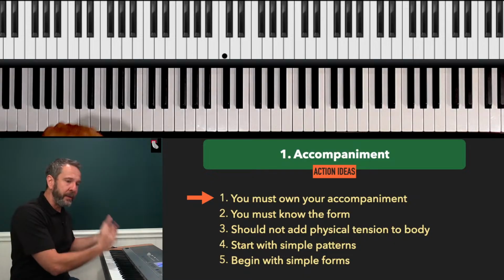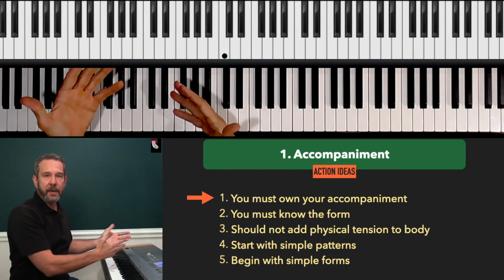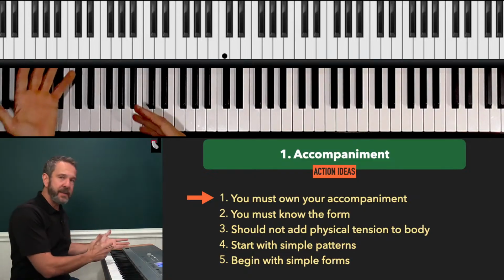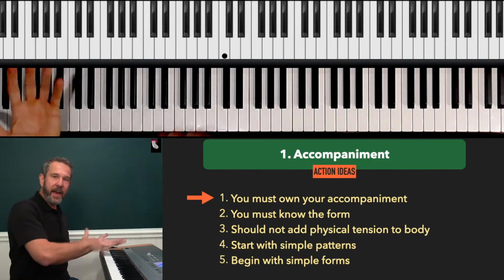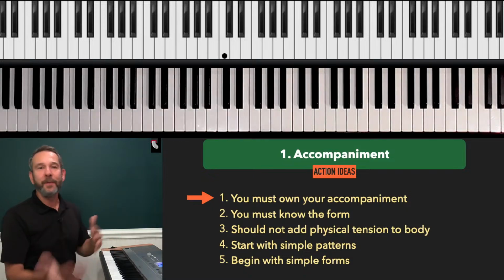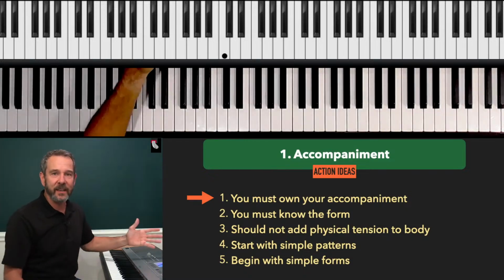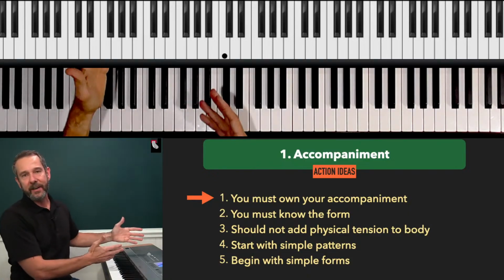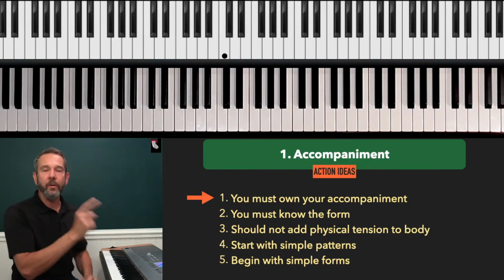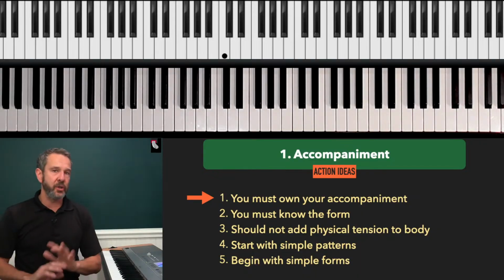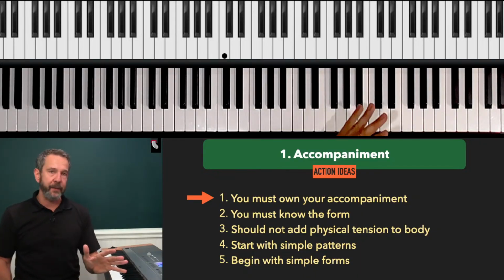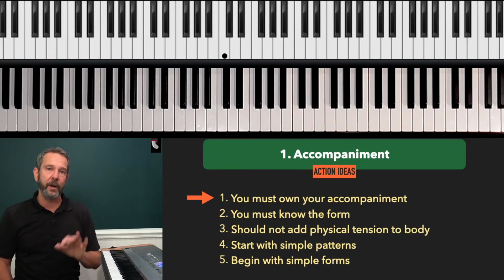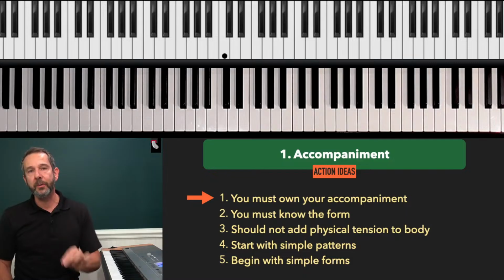It means you can play it at least 80% proficiency, most of the time, at different tempi, slower and faster. You could do it at different times of day: you wake up at 6 o'clock in the morning, you can sit down and play it, and at 6 o'clock at night, you can play it as well. Owning your accompaniment is super important. Whatever that accompaniment is, and I suggest you start simple, make sure you own it.